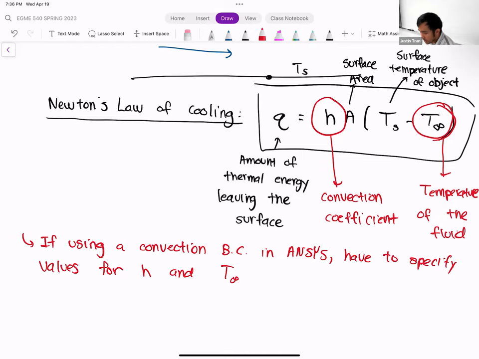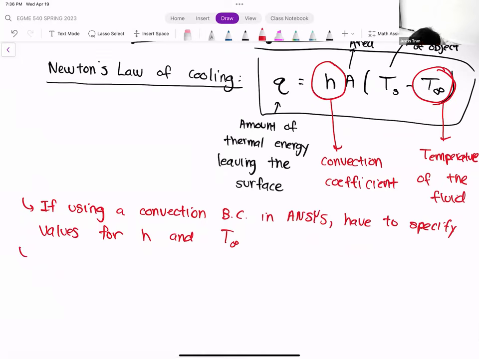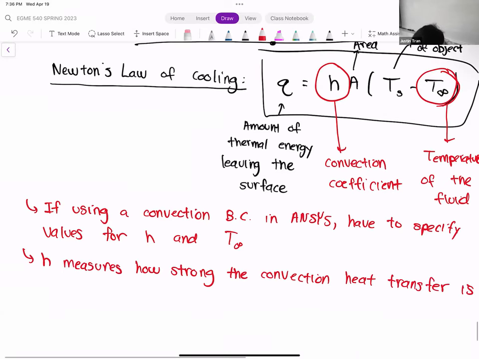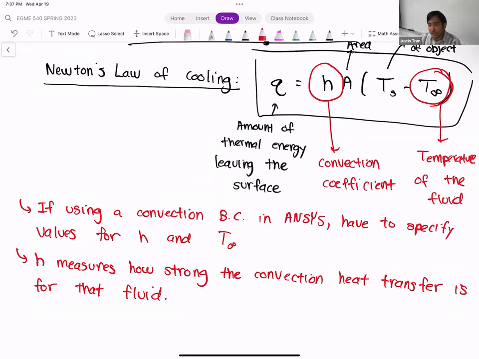H here is complicated. It's kind of a combination of all kinds of thermal fluid effects from the fluid itself. So in essence, H is going to measure how strong the convection heat transfer is for that fluid. Okay. And in reality, H here depends on a lot of different things.